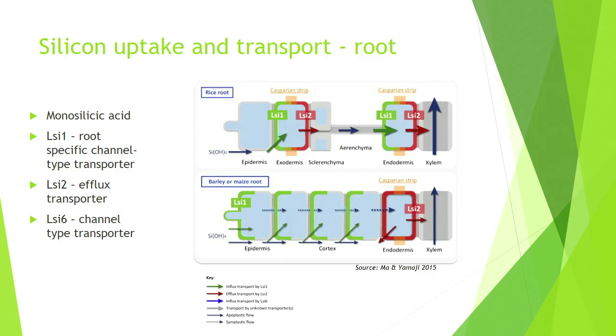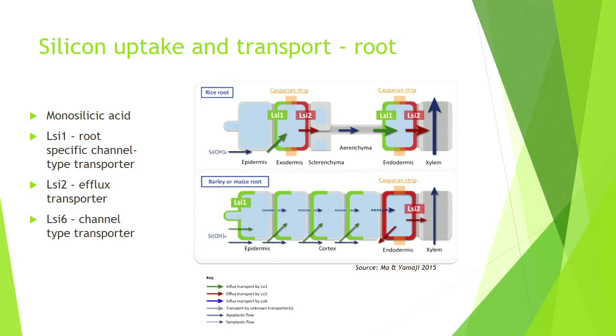So just to briefly discuss how silicon is taken up into the plant. We've got a number of transporters. Silicon is taken up as monosilicic acid. It's taken up through a channel type transporter, LSI1, which is root specific. It's then passed on to an efflux transporter, which uses a proton pump to actively pump the silicon up through the xylem and up into the shoots.